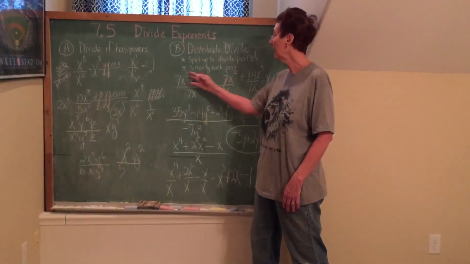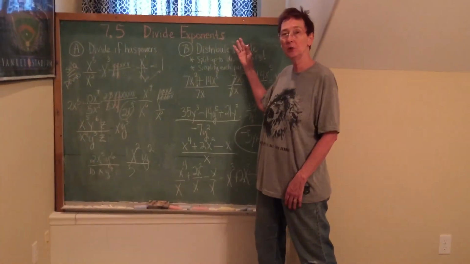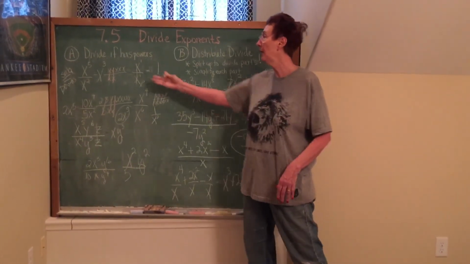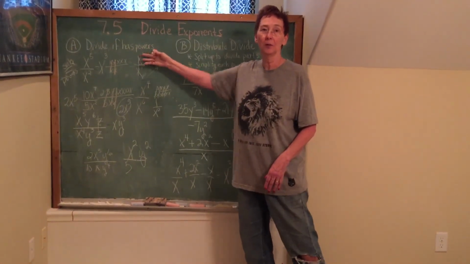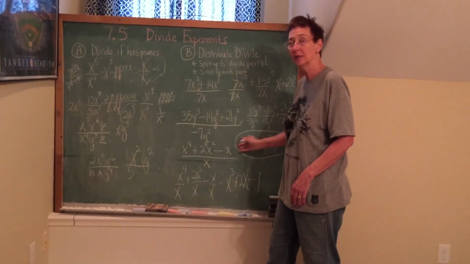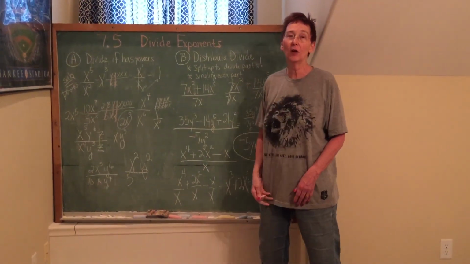So if you see it looking like this, this is the distribute divide. You have to split up into your divide problems and then do each one of them as if it was a simple problem. And then your answer cannot be simplified anymore because they're not like terms. So that's all of chapter 7.